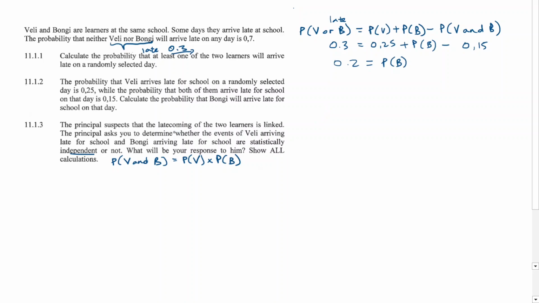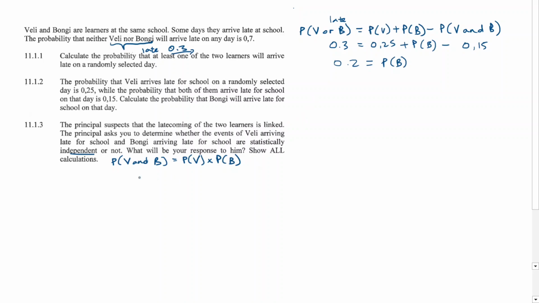The principal suspects that the late coming of the two learners is linked, is dependent on each other. The principal asks you to determine whether the events of Veli arriving late for school and Bongi arriving late for school are statistically independent or not. What will your response to him be?